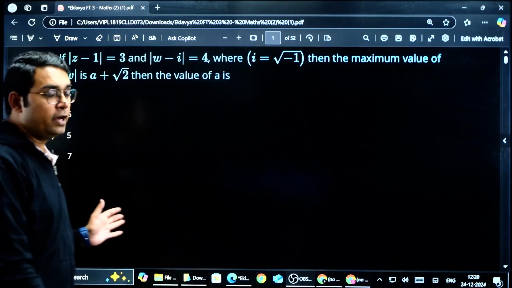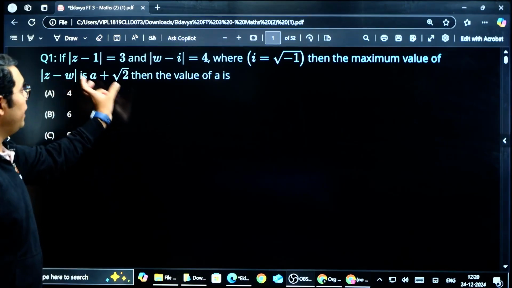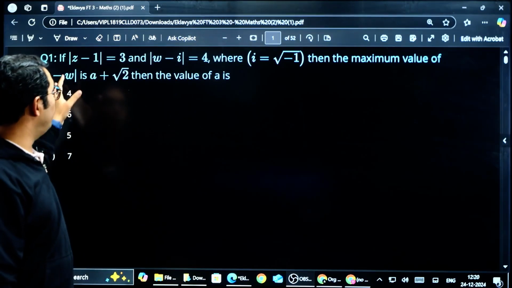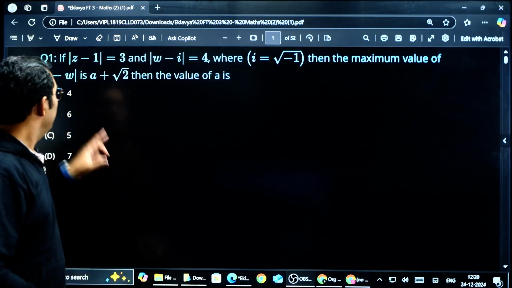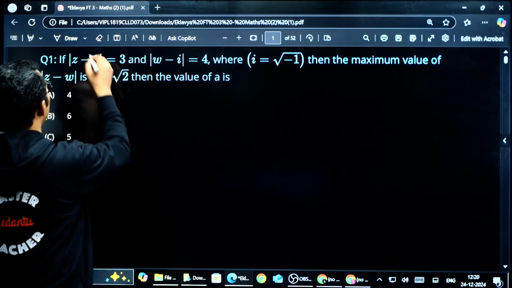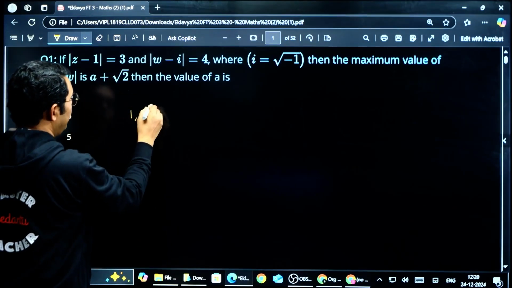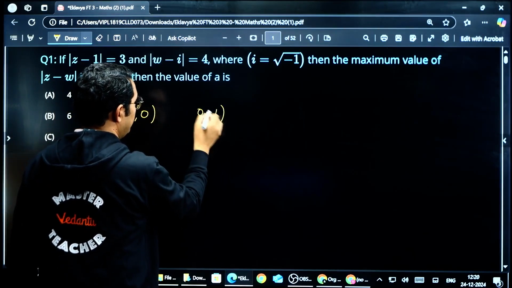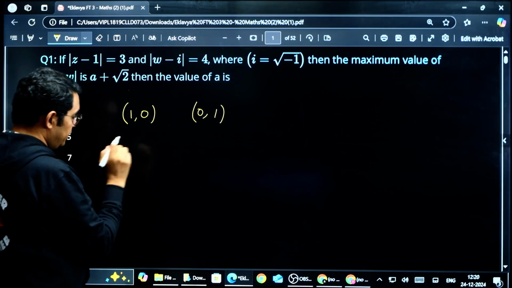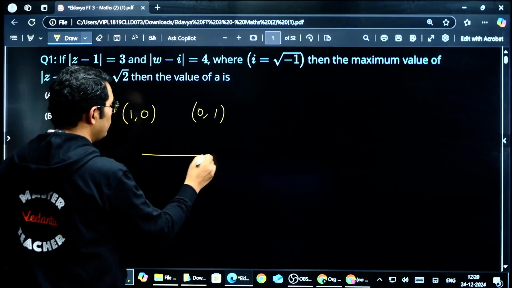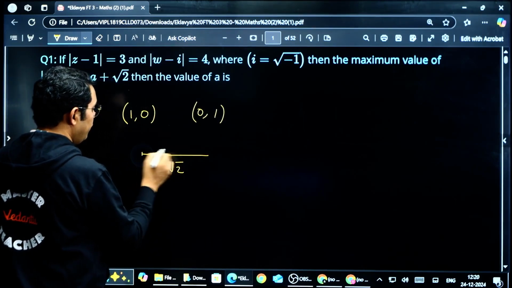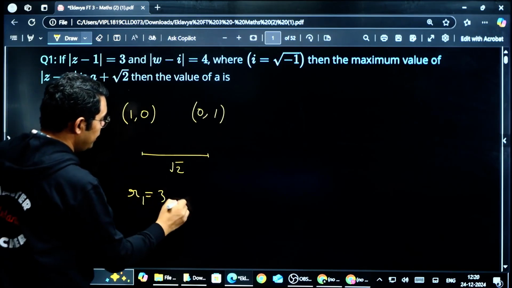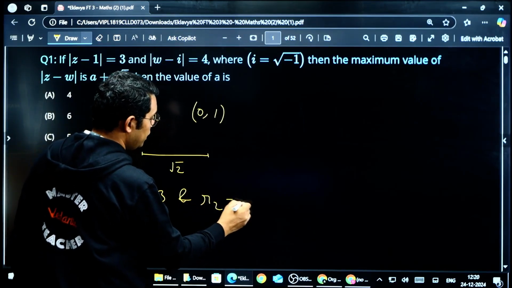This is question number 1, in which we are given |z − 1| = 3 as one locus, and |w − i| = 4 as another locus. They both represent 2 circles. One has its center at (1, 0), and the other has its center at (0, 1). The distance between the 2 centers is root 2, whereas the radii of the two circles are 3 and 4 respectively.